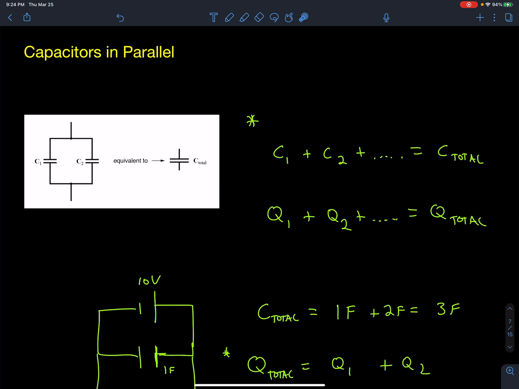It's a way of accumulating, like batteries together, for example. So what I can say is that the total capacitance of capacitors in parallel is equal to the sum of each individual capacitance, C1 plus C2 and so on, depending on how many I have in parallel. Likewise, the total charge on these capacitors is equal to the charge on one plus the charge on the other. All right, so those are two important identities to understand.